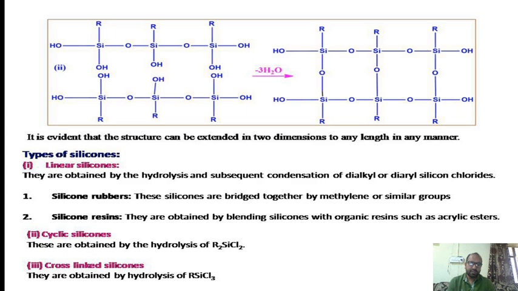These linear silicones are obtained by the hydrolysis and subsequent condensation of dialkyl or diaryl silicon chloride. Examples among the linear silicones are silicone rubbers, silicone resins, etc. Whereas the cyclic silicones are obtained by the hydrolysis of dialkyl dichlorosilane. Moreover, the cross-linked silicones are obtained by the hydrolysis of monoalkyl trichlorosilanes, as I have already discussed above.